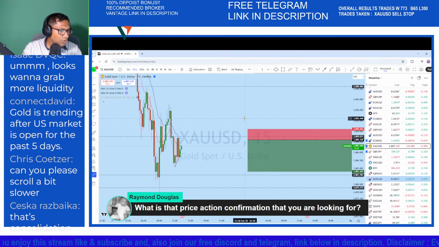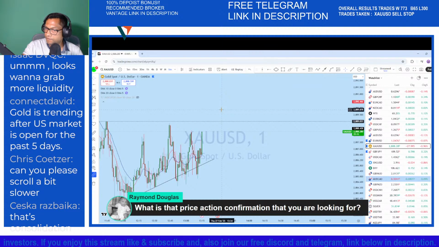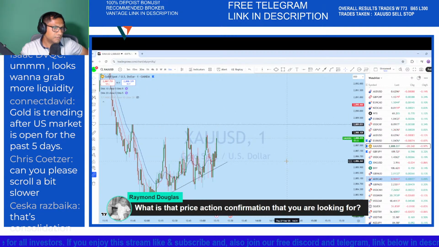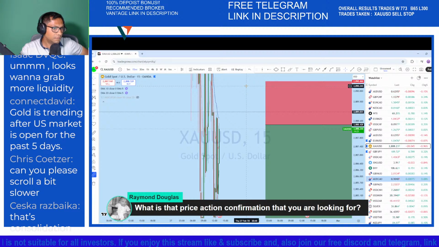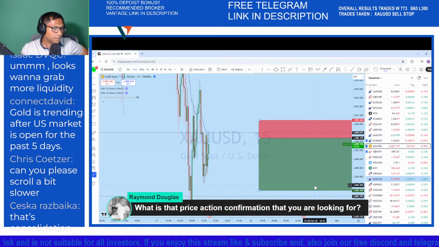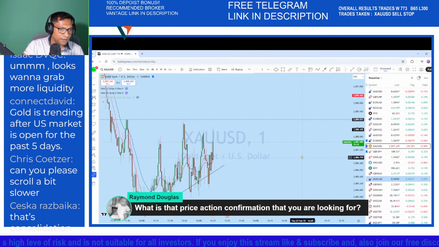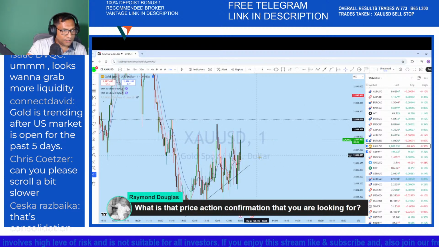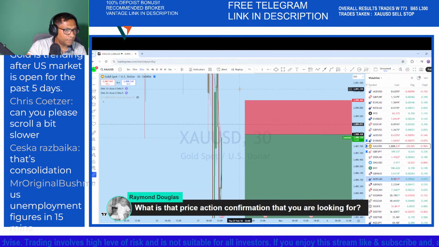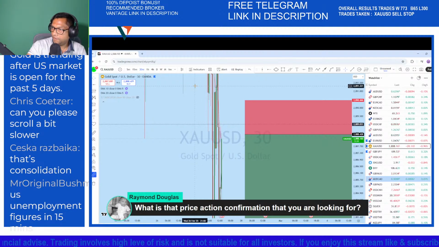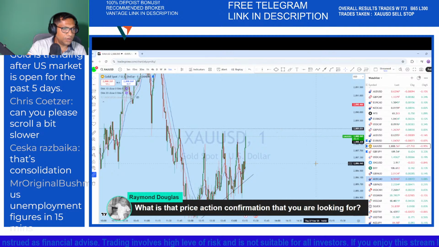So here is the 5 minutes candle closed, and this is very unusual price action today. We can see here again, it has just broken the resistance here.